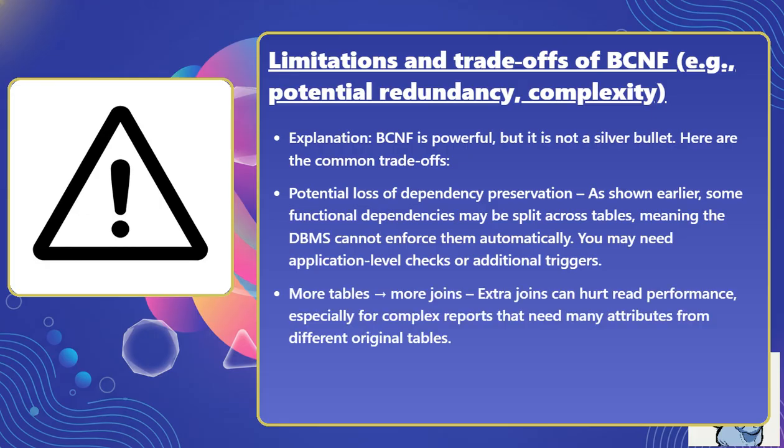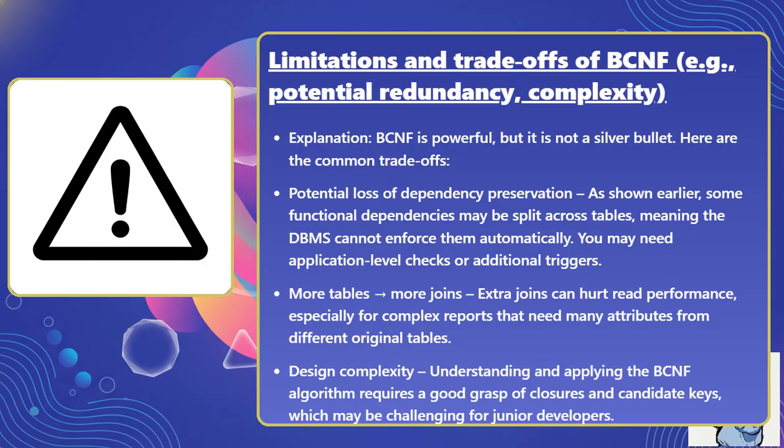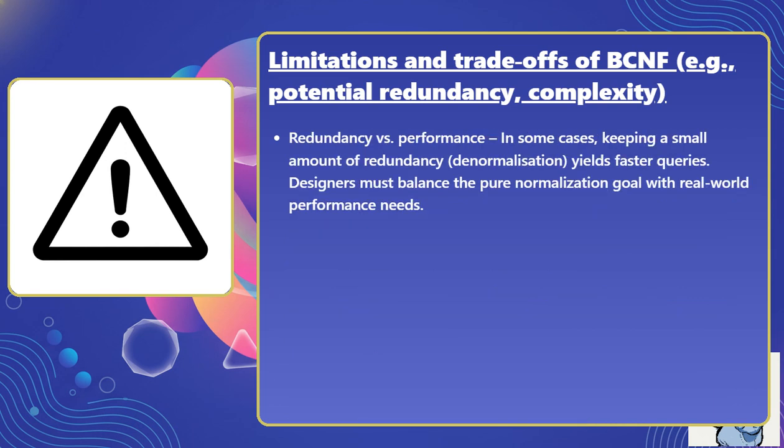More tables leads to more joins. Extra joins can hurt read performance, especially for complex reports that need many attributes from different original tables. Design complexity: understanding and applying the BCNF algorithm requires a good grasp of closures and candidate keys, which may be challenging for junior developers.